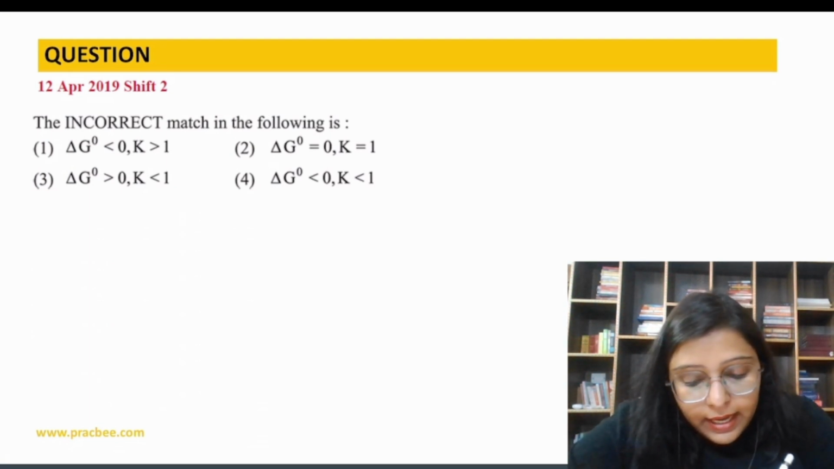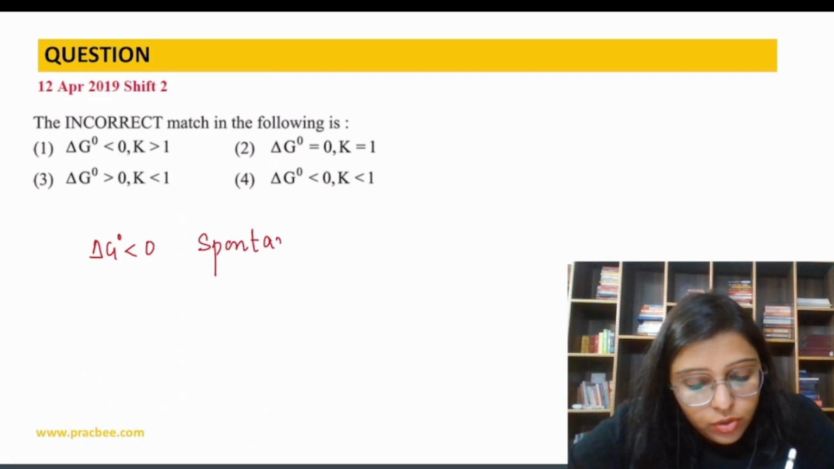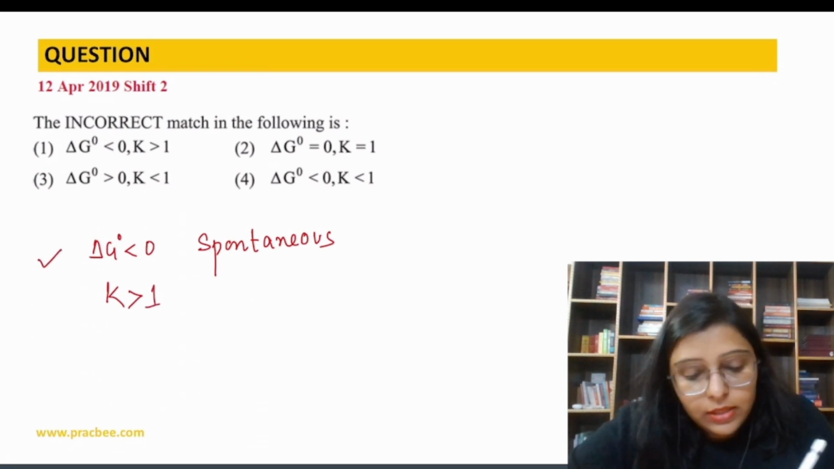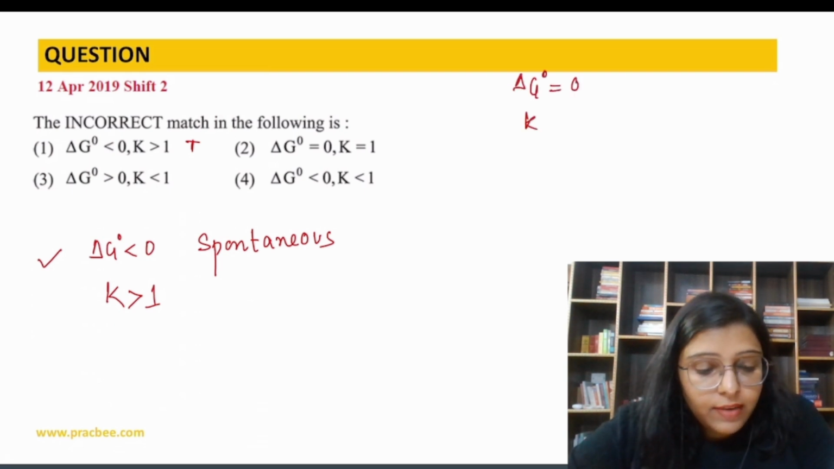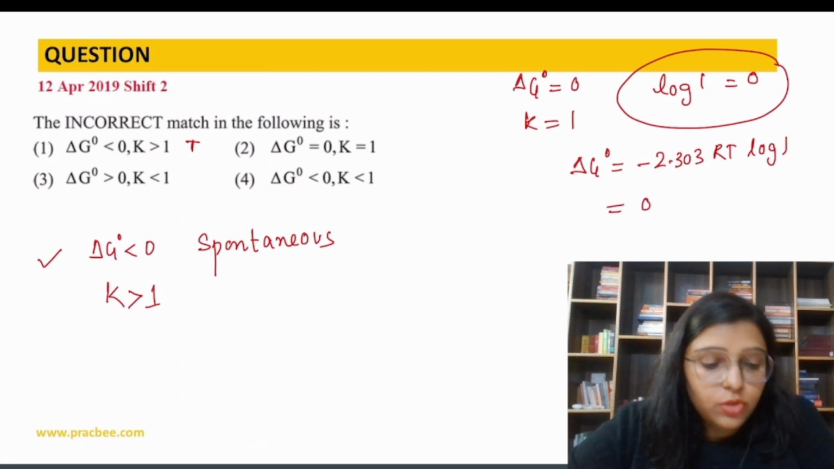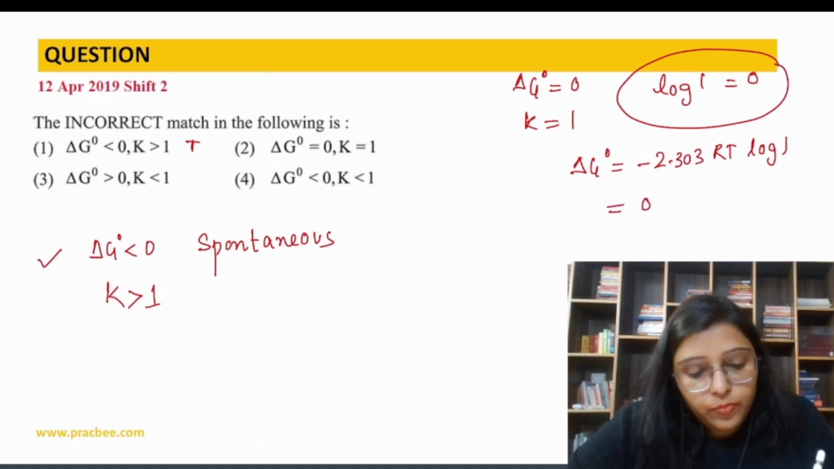Incorrect. Delta G naught is less than 0, it means the reaction is spontaneous. So if the reaction is spontaneous, then the equilibrium constant value should be high. It should be high. So it means this is correct. If delta G naught is equal to 0, then the value of K is 1. बिल्कुल सही, because log 1 is equal to 0. So if log 1 is equal to 0, then delta G naught is minus 2.303 RT log 1, which is 0. So delta G naught is 0. So this is also true.